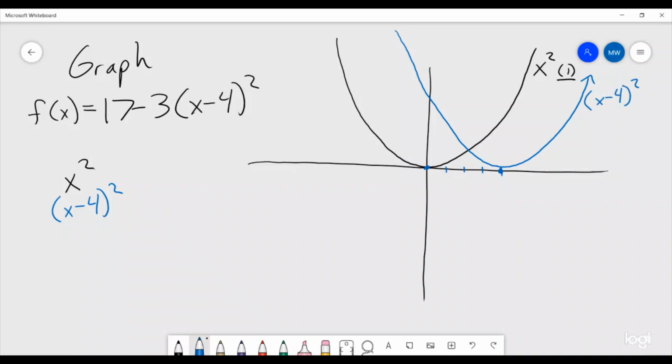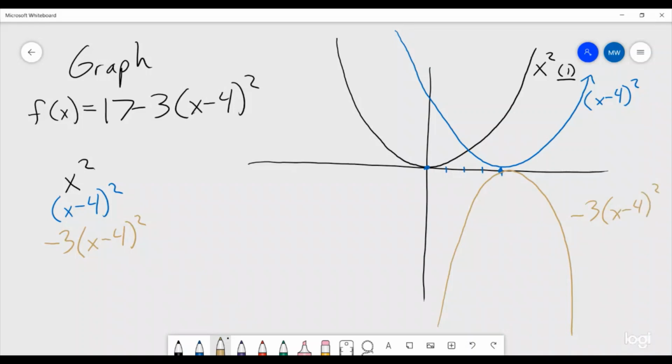What's the next thing that we would do to this? Well, the next thing is we're multiplying the (x − 4)² by a negative 3. So the next thing we would graph is −3(x − 4)². The 3 would stretch it by 3, but then the negative is also flipping it. So we are going to end up with something like that. So this is our −3(x − 4)².